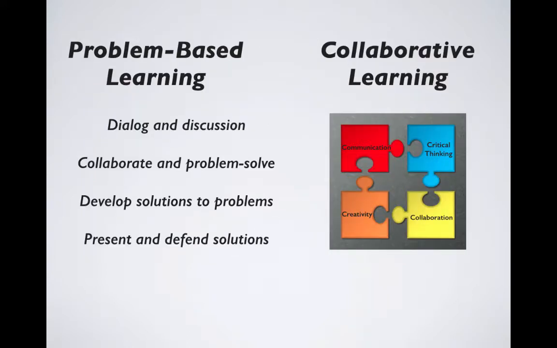Problem-based learning connects to collaborative teaching and learning in several ways. First, problem-based learning asks students to use dialogue and discussion. This connects to communication in the 4 C's. Problem-based learning also requires problem-solving and collaboration, which connects to critical thinking and collaboration. Problem-based learning involves development of solutions to open-ended problems or questions, which entails critical thinking and creativity. And finally, students in problem-based learning are asked to present and defend solutions as a team, which connects to all 4 of the 21st century learning skills.